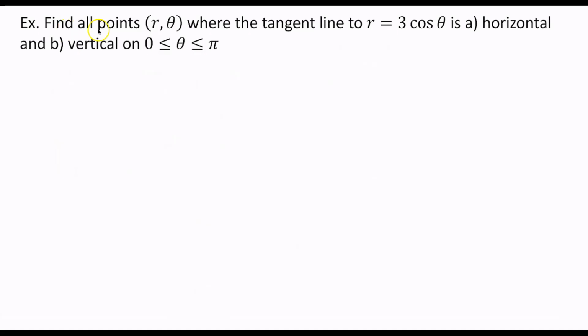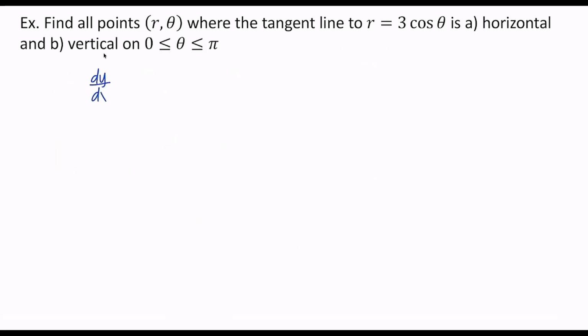In this example, I want to find all points r comma theta where the tangent line to r equals 3 cosine theta is A horizontal and B vertical on the interval from 0 to pi. So here, to find places where the tangent line is horizontal, I need to set the derivative equal to 0, and then vertical tangent lines happen where the derivative is undefined. So basically, I need the derivative.